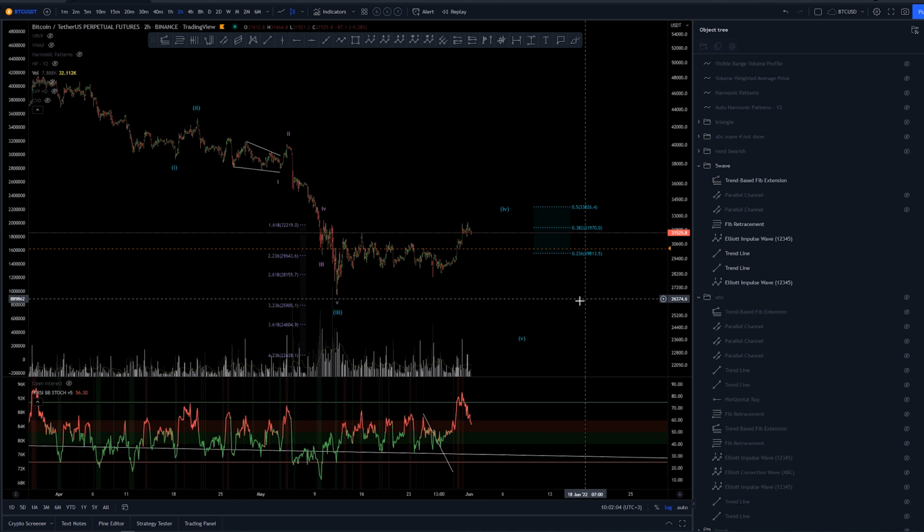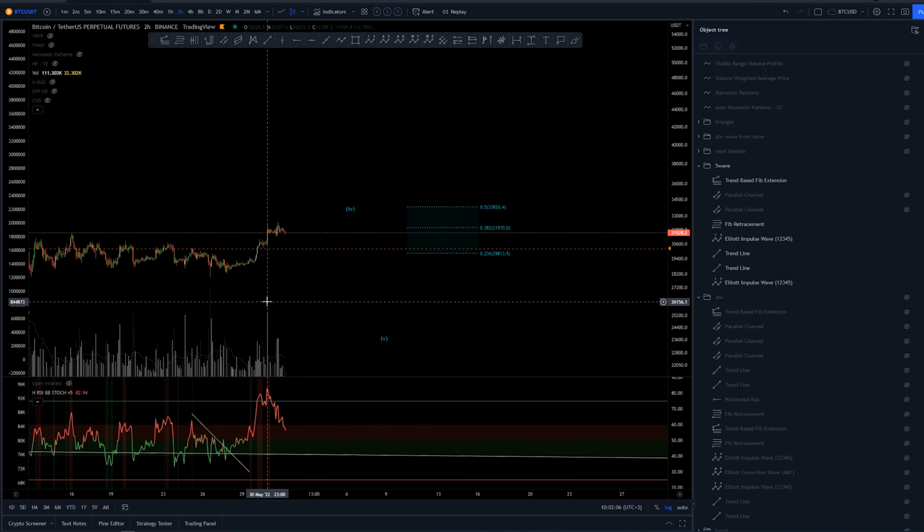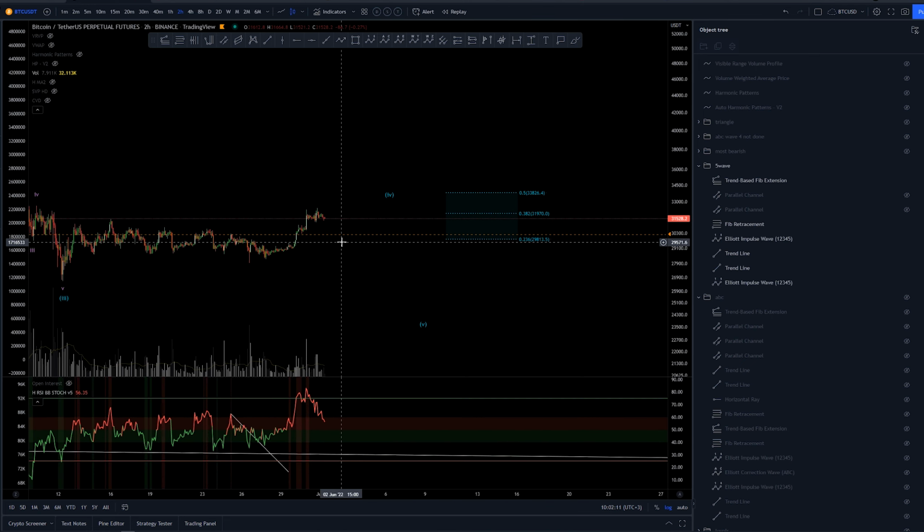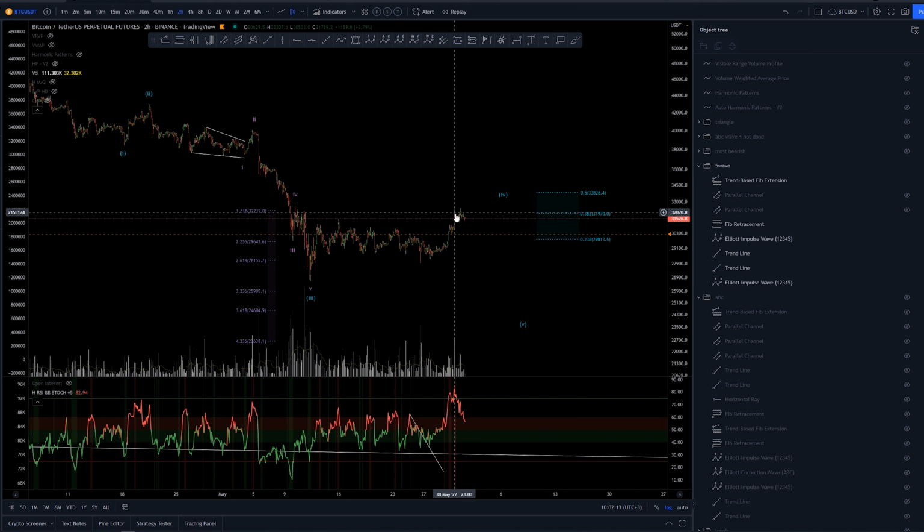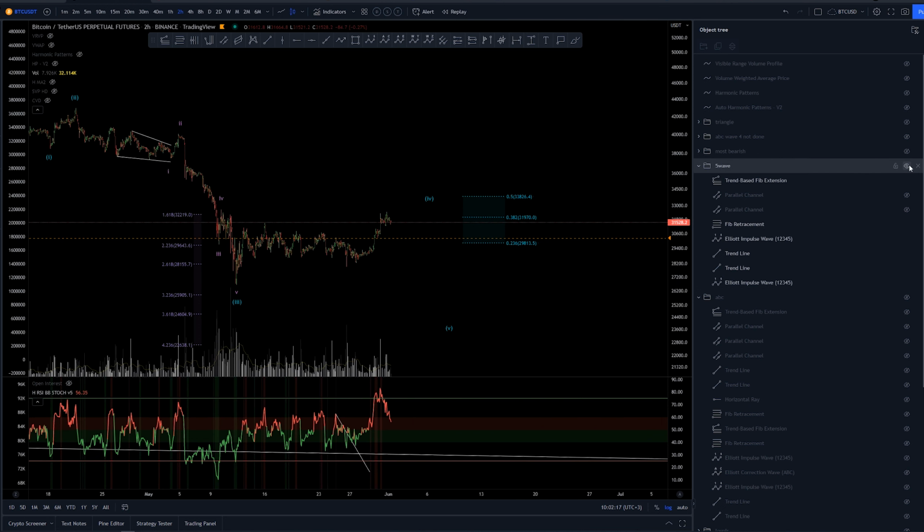Now we did not have any divergence here, but we did have it here between these two peaks. But is it enough for this one? Let's take a look at the closer time frame that I have here.